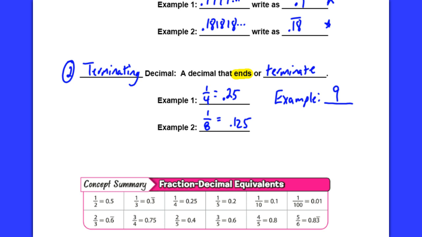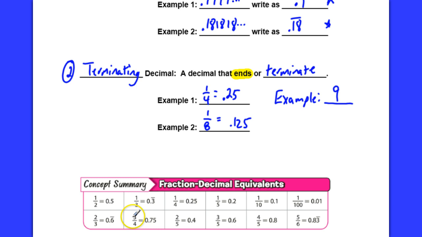Now, if you would, take a look at the little box there. That's just some information for you that you ought to take time to look at. These are some really common fractions that you probably should get familiar with, like 1/2 is equal to 5/10, 0.5. Now, that's a terminating decimal right there. 1/3, if you divide that in your calculator, 1 divided by 3, you get 0.333 repeating, so that's how you write it, as 3 repeating right there. 1/4 is 0.25, and on and on and on.